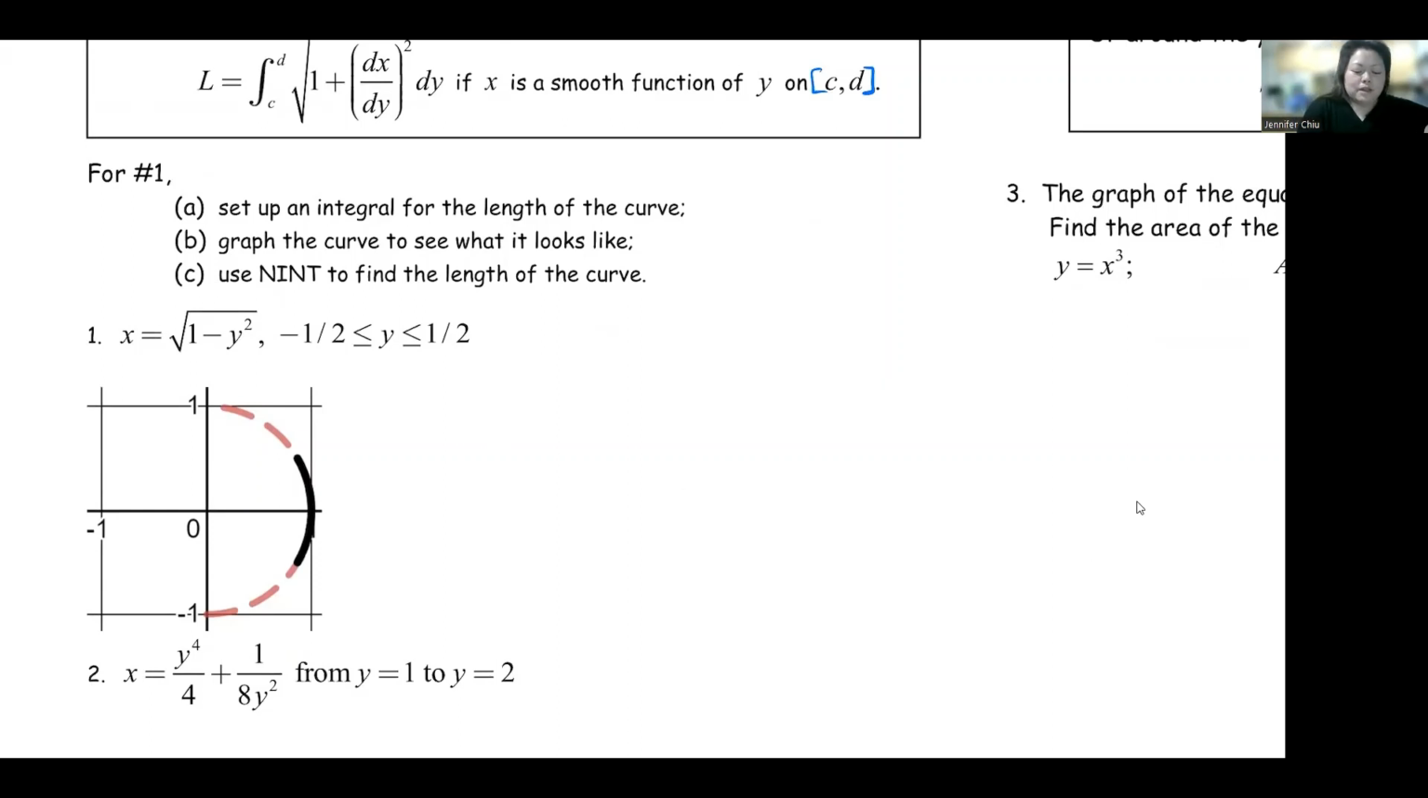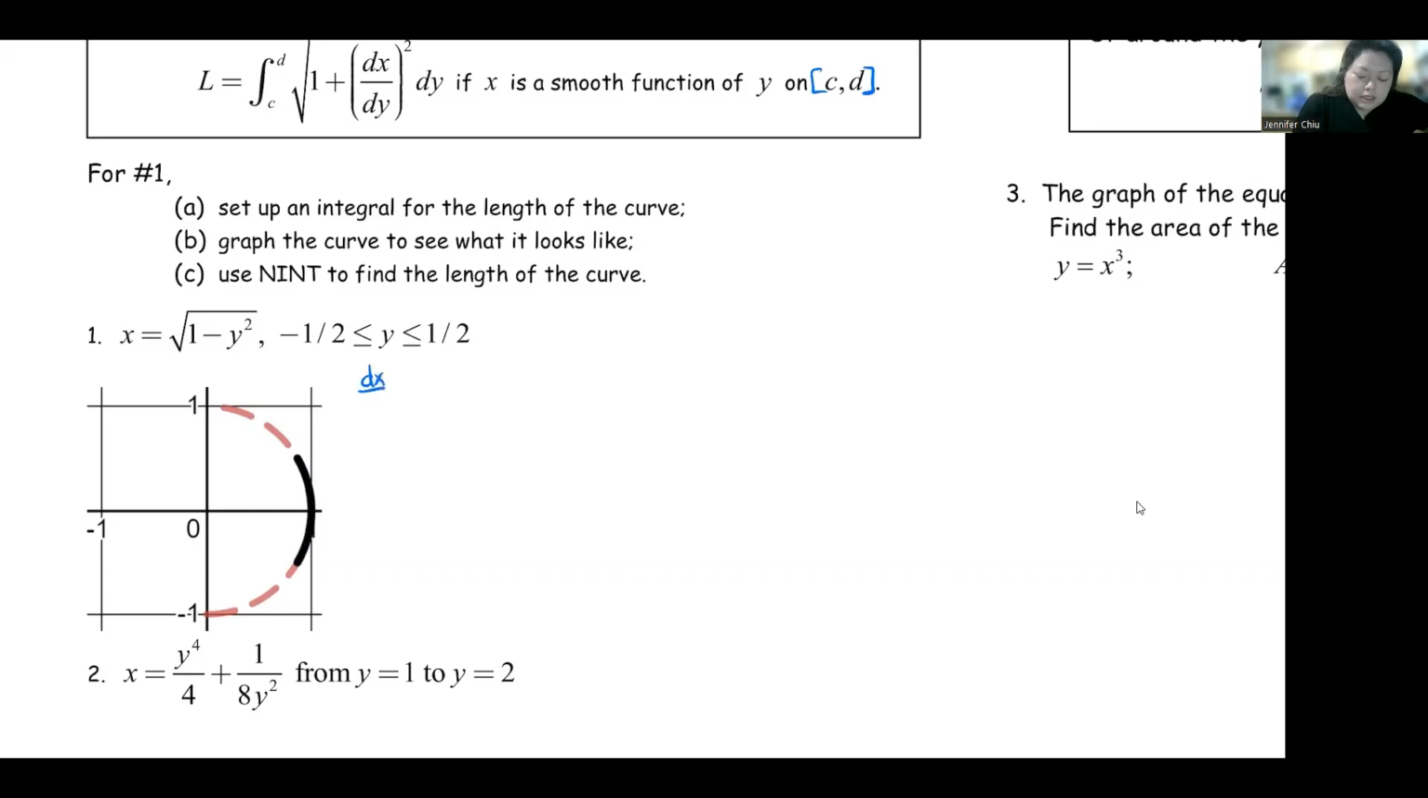X equals the square root of 1 minus y squared is a sideways semicircle, and we only want this piece right here, this blackened piece. So that's the arc length we're looking at, okay? All right, so it says set up the integral for the length of the curve. So the way to approach this is to take the derivative of my function and then go ahead and plug it into this formula.